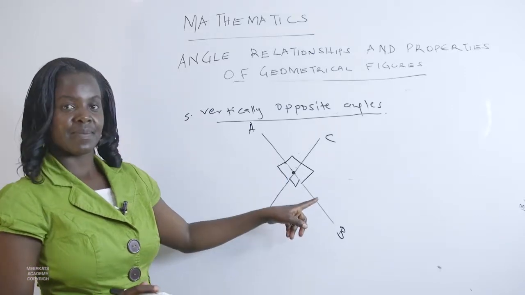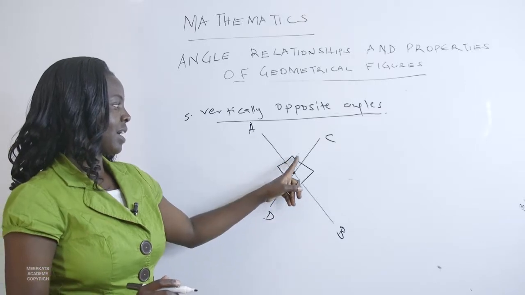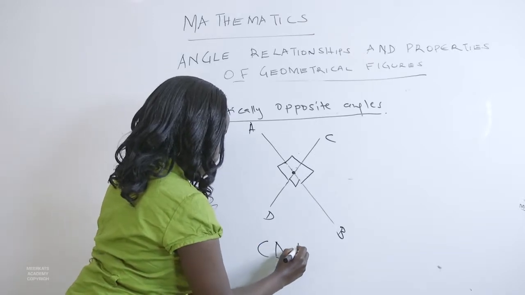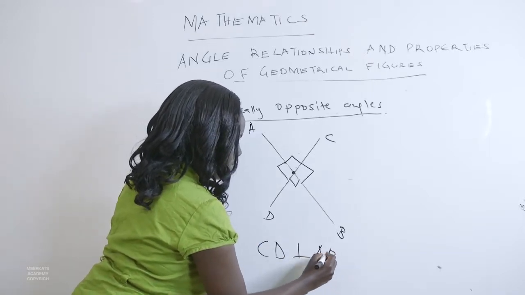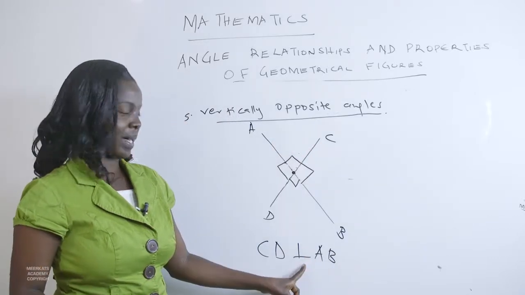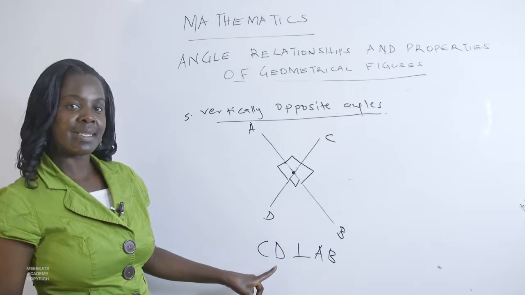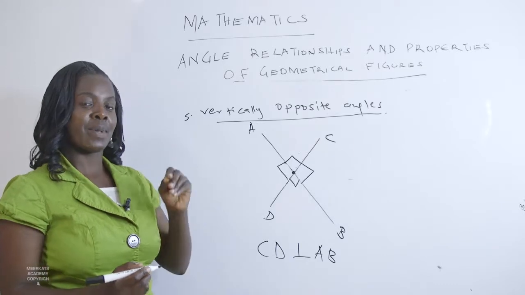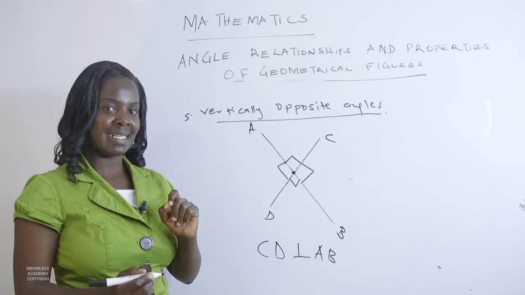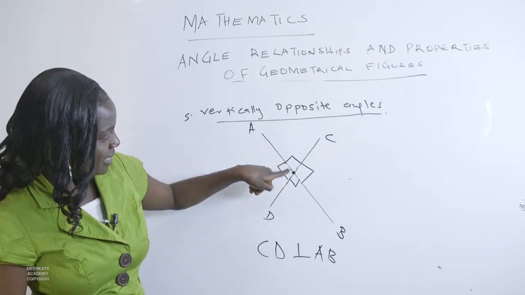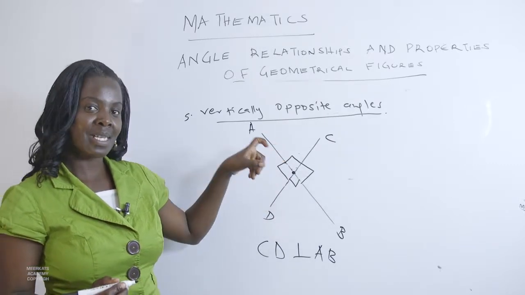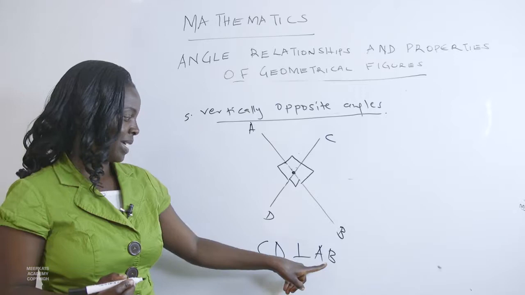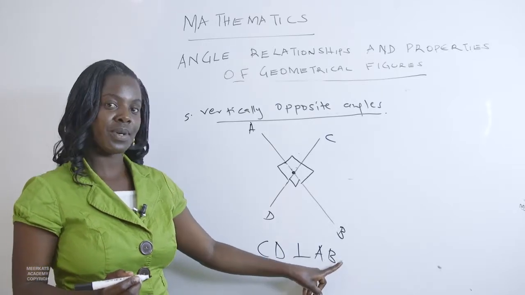If this angle here is 90 degrees, then that means line CD is perpendicular. Perpendicular is represented this way. Line CD is perpendicular to line AB. Because what do we know about perpendicular lines? Perpendicular lines normally meet at 90 degrees. So if this line meets this line at 90 degrees, then these two lines are perpendicular to each other. This is how we represent perpendicular lines. Line CD is perpendicular to AB.